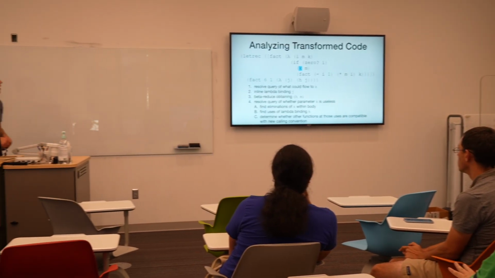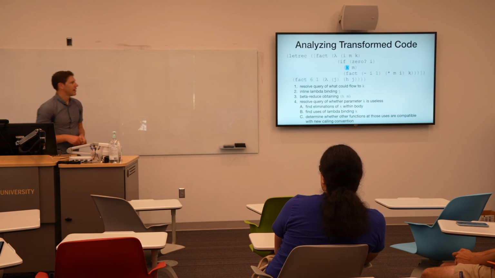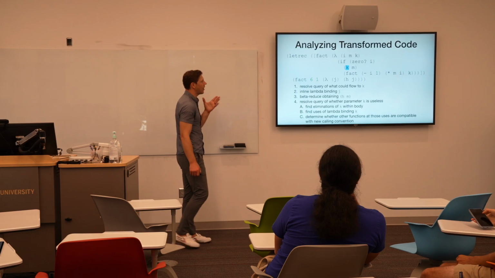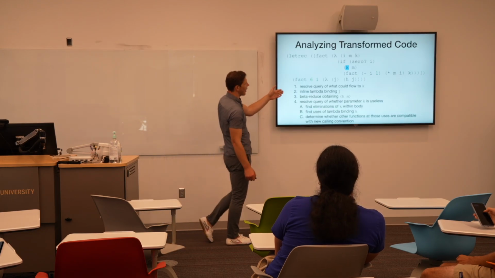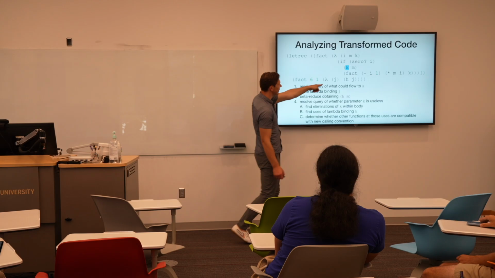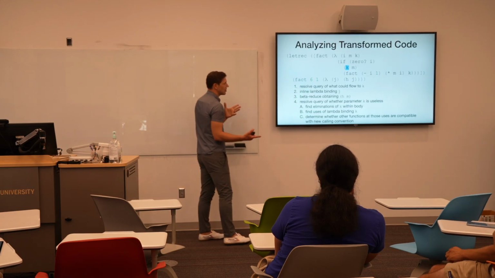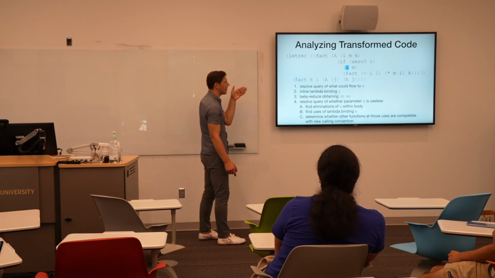Okay, so, time's up. Yeah, I'm going to go over this real quick, just to illustrate how easy it is to analyze transformed code. So this, our factorial program, it turns out you can inline this function, and that's going to change the program. So I just want to go through the steps real quick of how the analyzer would do it.